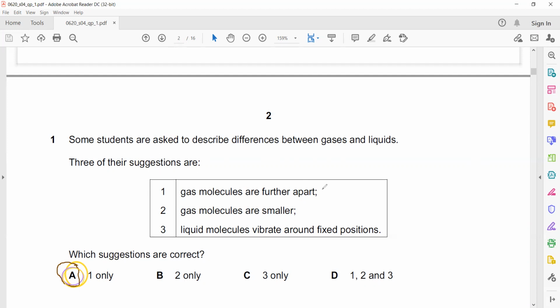So gas molecules are further apart, that's true. Gas molecules are smaller. The size of the molecule does not suggest the state. Liquid molecules vibrate about fixed position, that's wrong. That is for solids only. So only one, A, is the right answer.